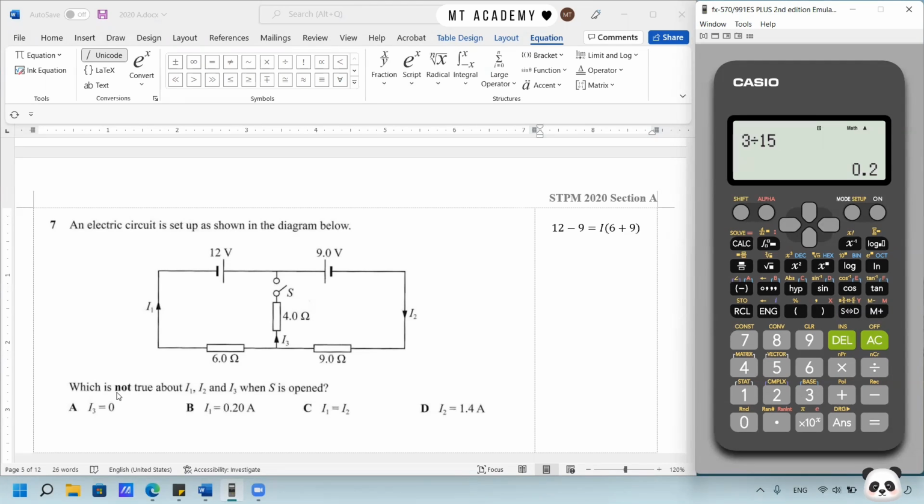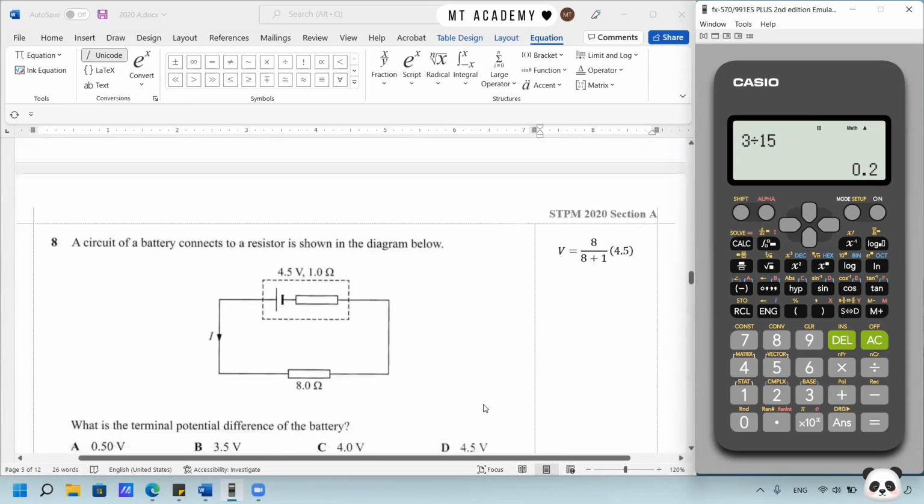Which is not true. So the answer would be D. I2 is not equal to 1.4 ampere, because I1 and I2 are equal, so it should also be 0.2. Proceed to question number 8.